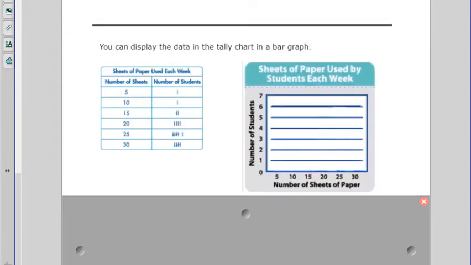All right, here we go. We can take our tally chart and make a bar graph. And sometimes that's easier to get a handle on the data with. So all I'm going to do, I have my x-axis, my independent variable, the number of sheets of paper, and I have the number of students who gave that response up on the y-axis. So for 5 sheets of paper, I had 1 student. For 10 sheets of paper, I also had 1 student. And I could keep going till all the data was plotted. And after plotting all our data, this is what I get.